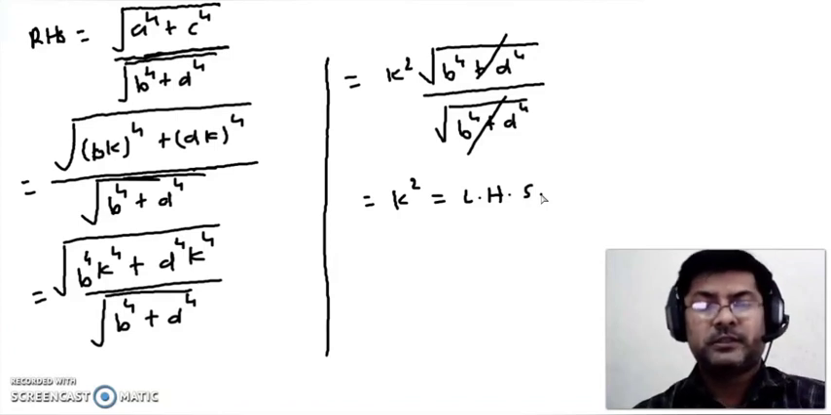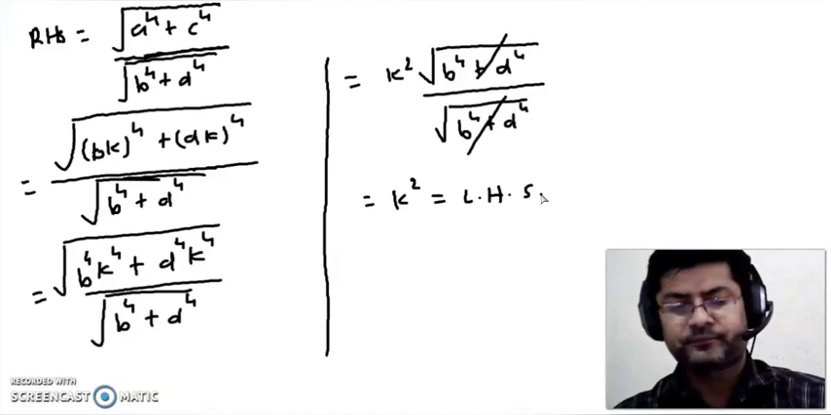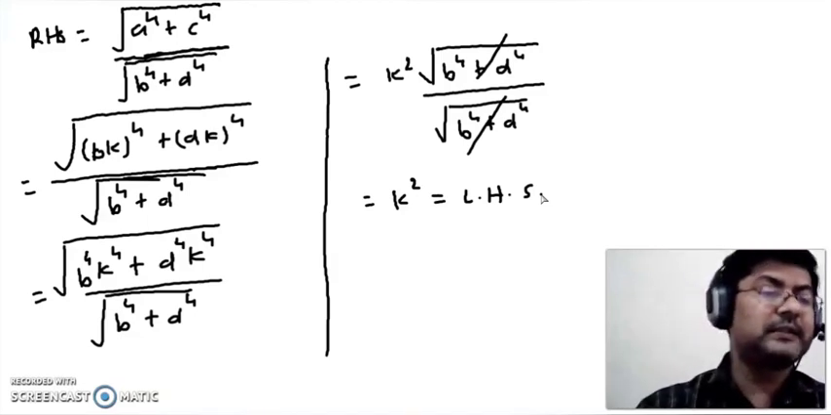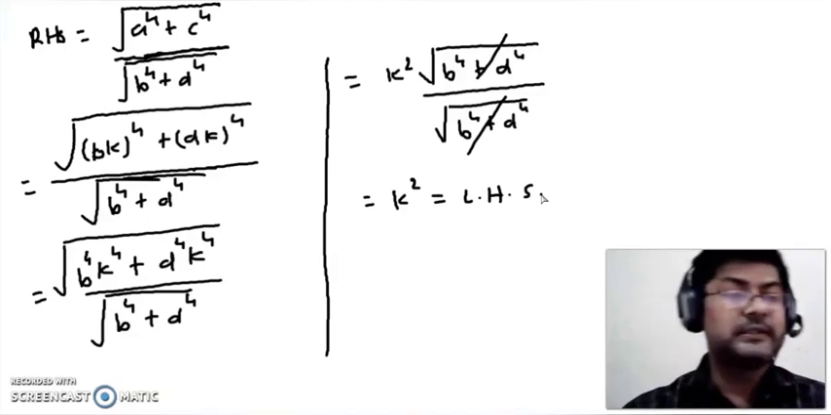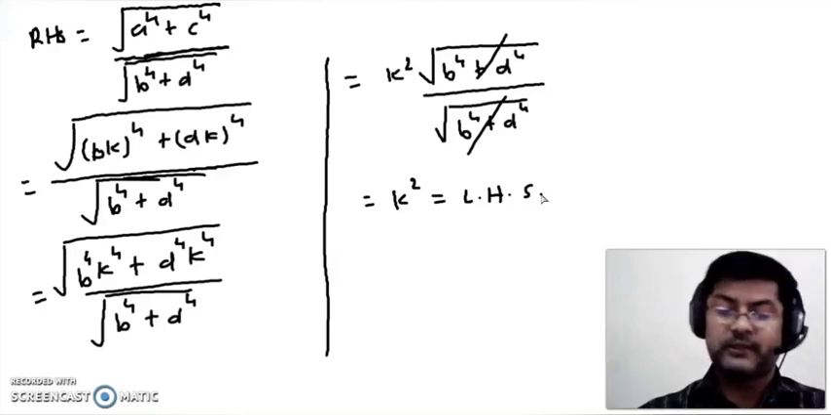So similarly you can solve number 3. Just substitute BK for A and DK for C and simplify both LHS and RHS. You will get both the sides equal. Okay, now let me solve number 4 of 13.